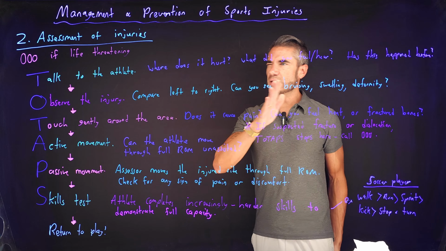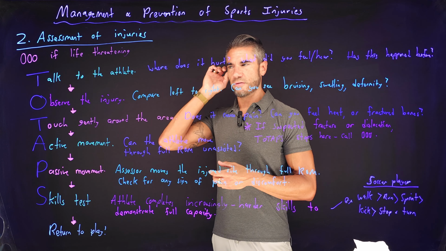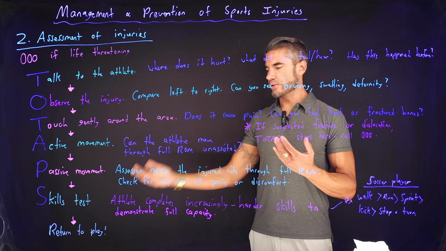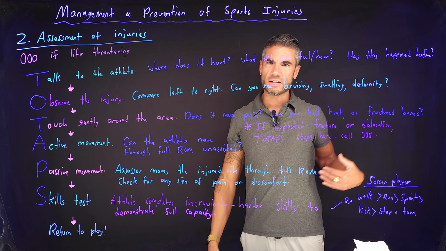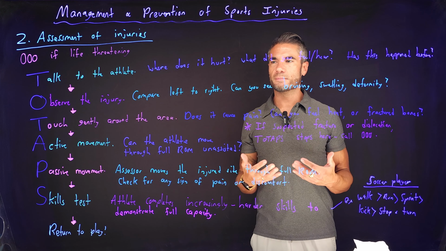So we've talked to the athlete, we've found out what's going on. Okay, let's move on. Now we're going to observe the injury, okay? We're going to, ideally, if it has happened on an arm or a leg or on the sides of the body, we can compare left to right, okay? In the middle, well, tough, all right?